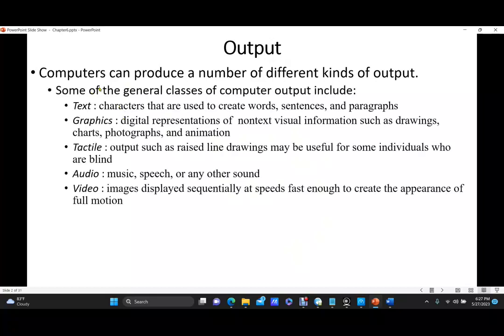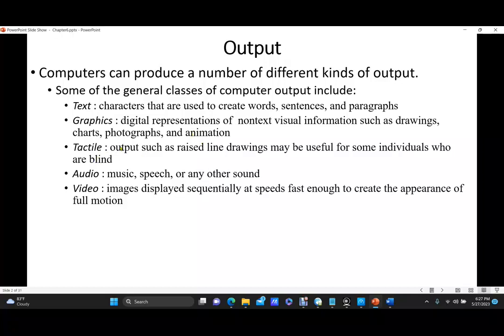Some of the kinds of output that computers produce are text, characters that are used to write words, sentences, and paragraphs. Graphics, digital representation of visual information, non-text visual information, drawings, charts, photographs, animations.